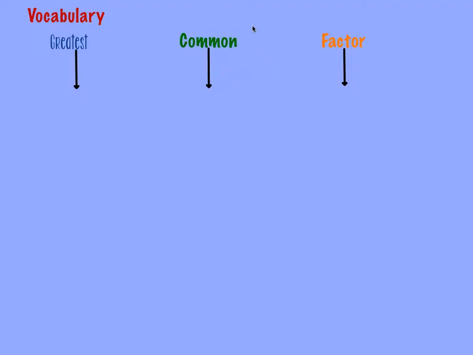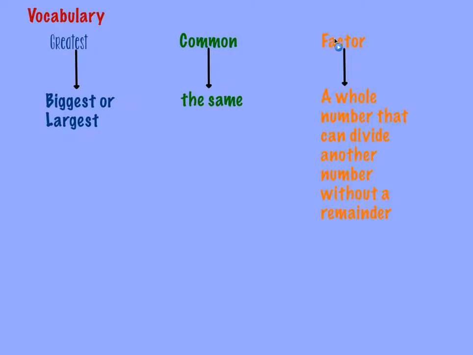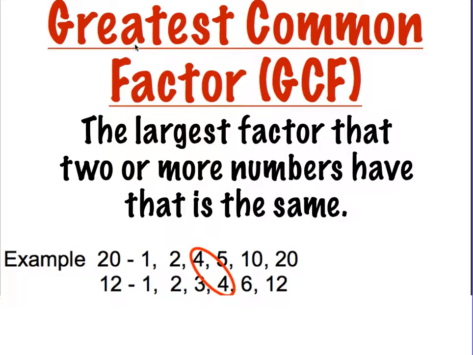Right, so our next one, greatest common factor. So the word greatest means the biggest or largest. Common means the same. And then factors, again, are whole numbers that can divide another number without a remainder. So we're looking for a factor that is the same between two numbers, and we're looking for the biggest or largest one.